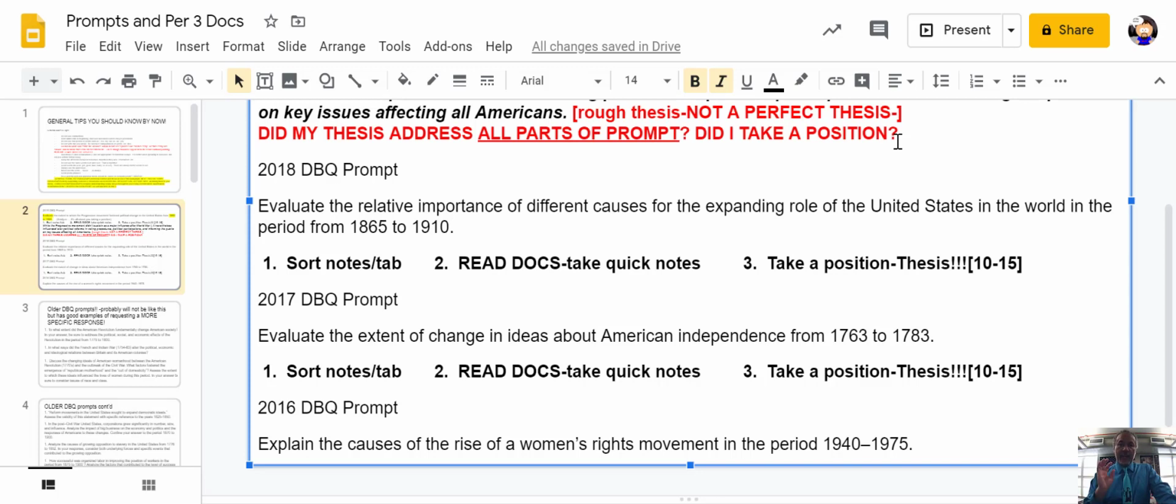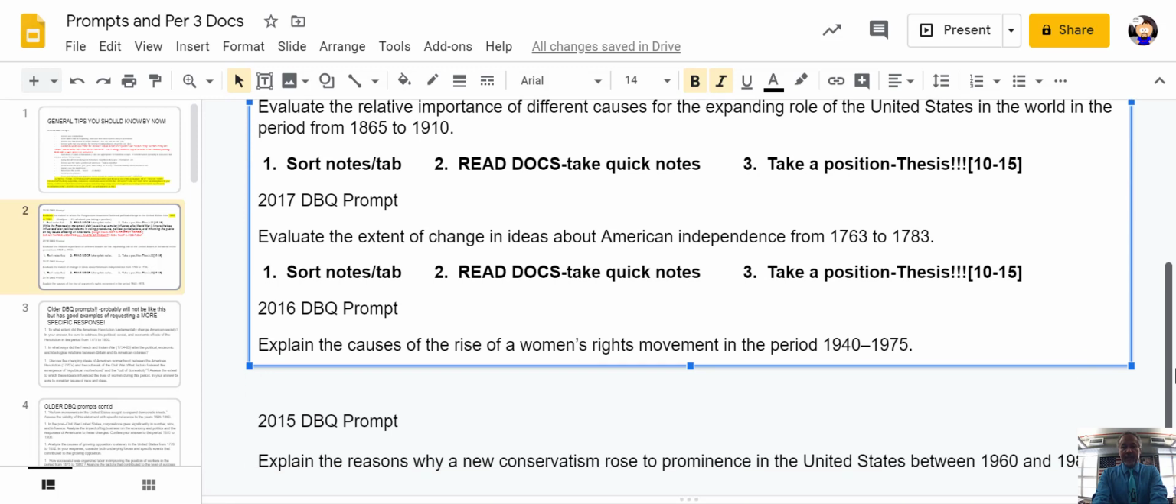All right? So maybe it took you an extra couple of minutes. It's fine, but don't worry about making the thesis so perfect, as long as you're satisfied with the content of the thesis. If you look at here, I'll let you guys do this. You see the other prompts are pretty straightforward from the past recent APUSH exams on the DBQ. Examining civil rights, explain the cause of the rise of the women's rights movement in the period 1940-1975. And you're not going to have anything post-1945 anyway.